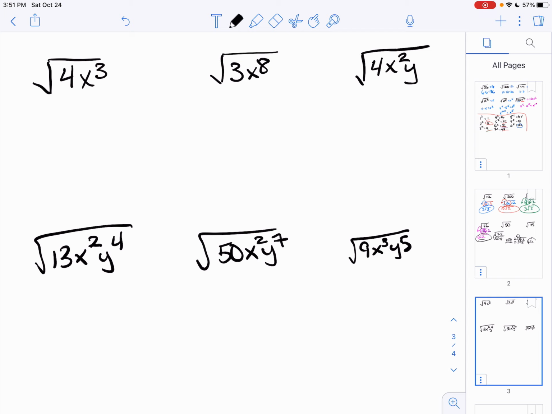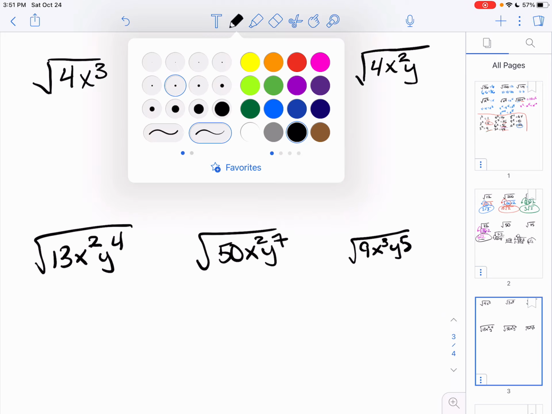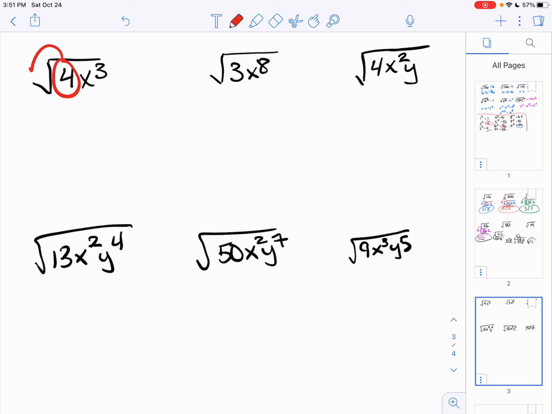So, for the first one, 4x to the third, we have to consider this as two different things. We have 4x, and then we have x to the third. So, the 4 can actually come out as a 2. So I'm left with 2 radical x to the third. So the thing is, x to the third is not even. The 3 is not even, so it is not a perfect square. But we can change this the same way we changed the numbers to make this as x squared times x.